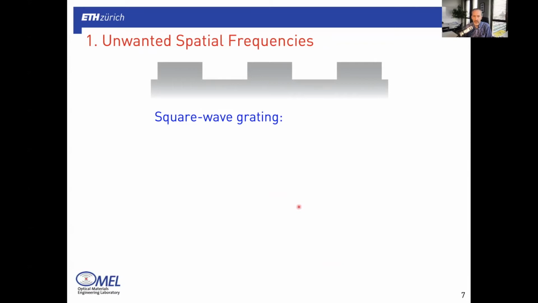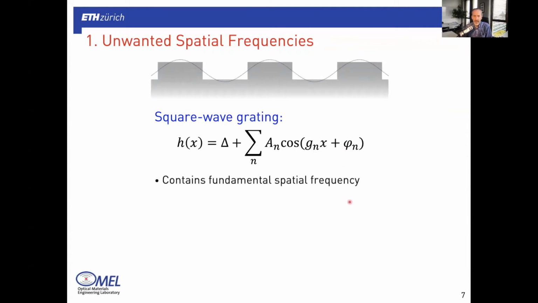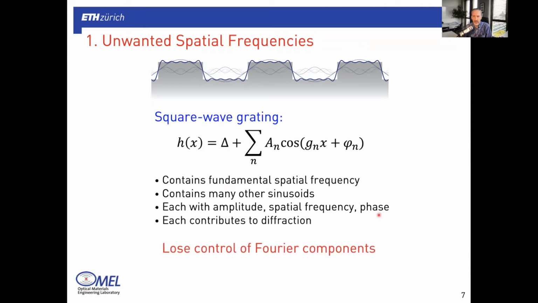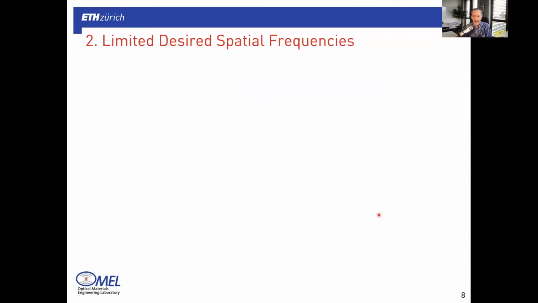And if we try to write the surface profile in terms of a Fourier series where the height profile in x is equal to some constant offset delta plus a Fourier series of sinusoids, in this case cosines, each with an amplitude A, spatial frequency G or grating momentum vector G, and phase phi. And so our square wave grating will have the fundamental spatial frequency that we care about, but it's also going to contain many other sinusoids that we don't care about. Each has an amplitude, spatial frequency, and phase. Each contributes to the diffraction. And so we lose control of the Fourier components and then lose control of the diffraction.